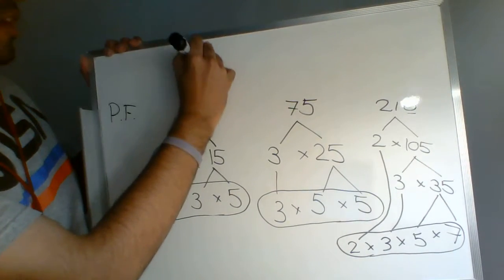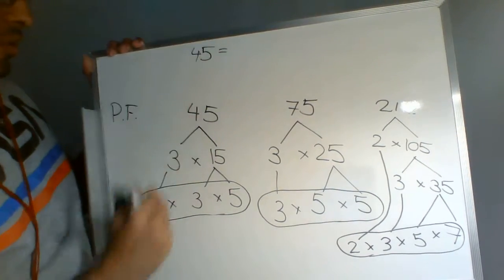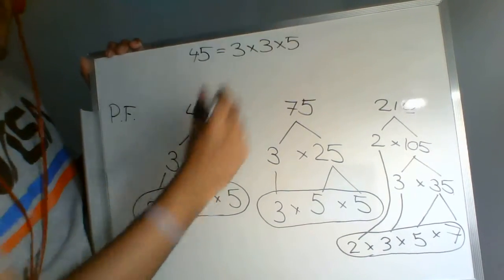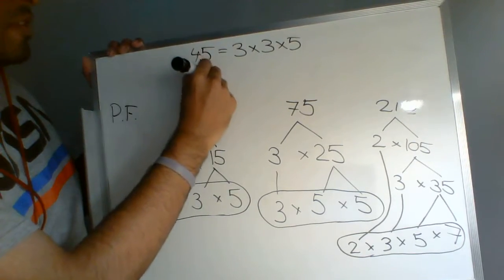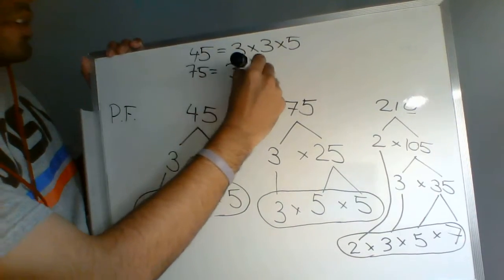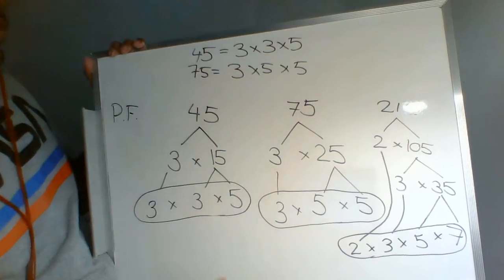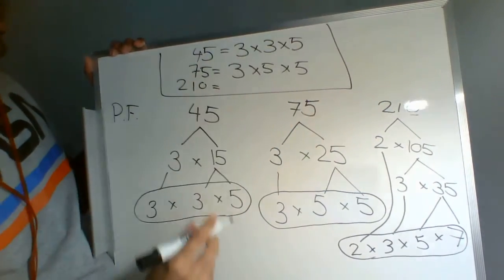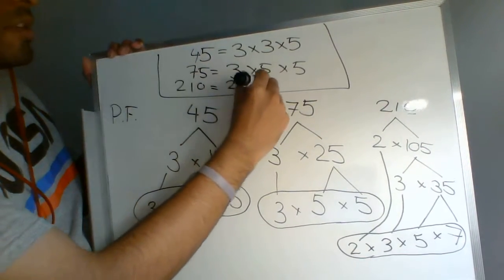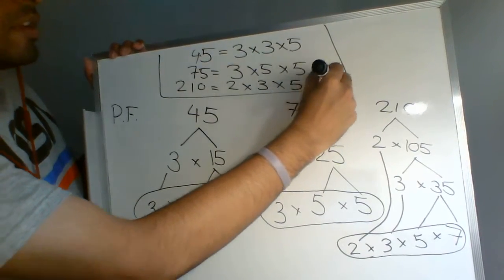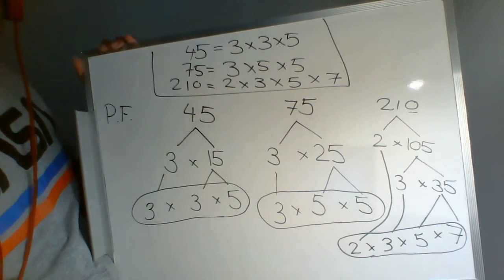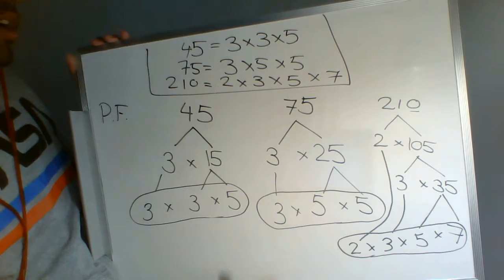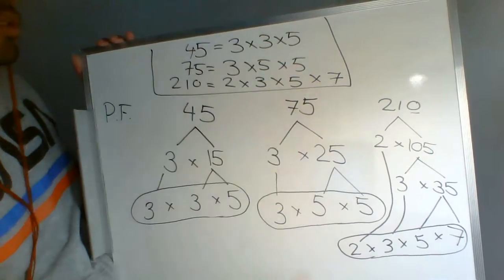So we get that 45 is equal to 3 times 3 times 5. We get that 75 is equal to 3 times 5 times 5. And for 210, if I can box that there, then we get 210 is equal to 2 times 3 times 5 times 7. So that gives us everything that we need, right? This has all of the prime factors for 45, for 75, for 210.